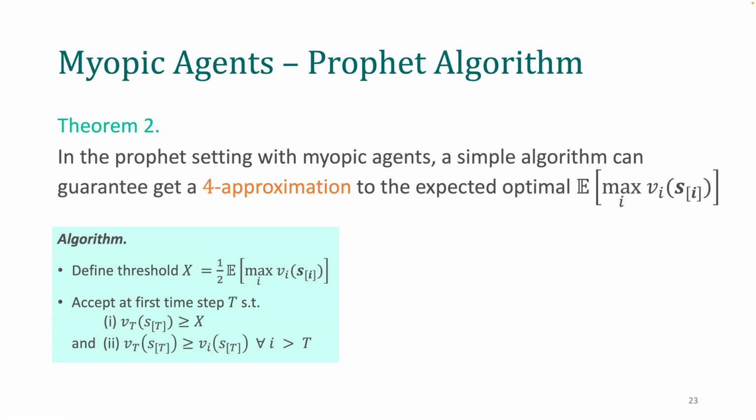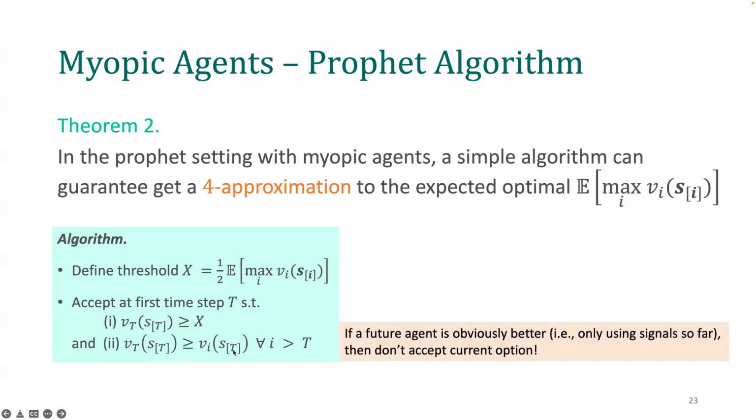So let's look at a pessimistic estimate of what the future agents' values can be, right? Given that the signals have been S1 through ST and zeroing out all the other, the future signals. So we know that Vi's value is at least this much. We have to ensure that whenever we want to accept the current agent Vt, their value is greater than all future agents' values using the information so far. That is, if someone in the future is obviously better.